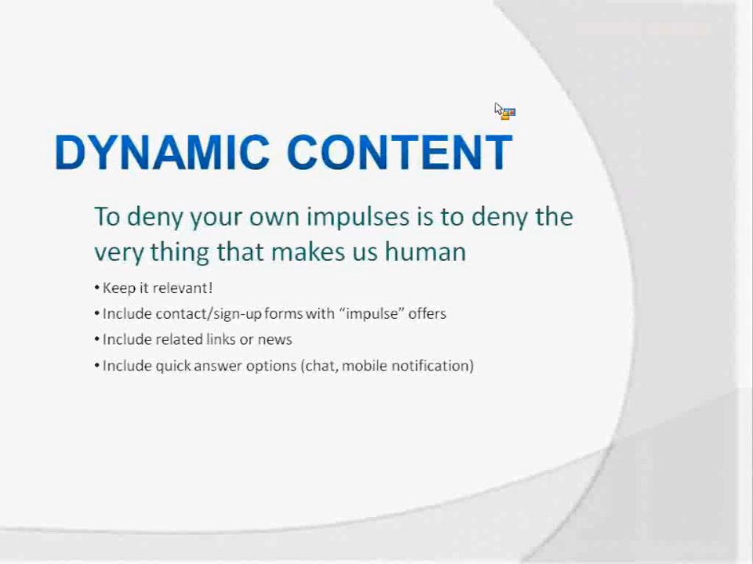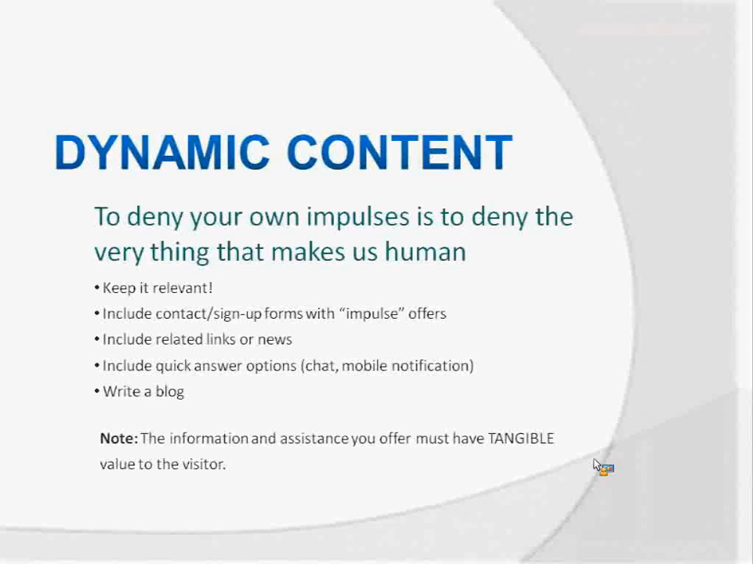It's just one button. Okay, we already talked about a blog, but I keep bringing it up because it is important. So yes, you can write a blog and you can post a link to it like I did on the dynamic content there on the side. The information and assistance you offer must have tangible value to the visitor. Again, you'll notice one of the bullet points with impulse offers, they're not going to do anything impulsive if they're not going to get something of tangible value right off the bat, right?